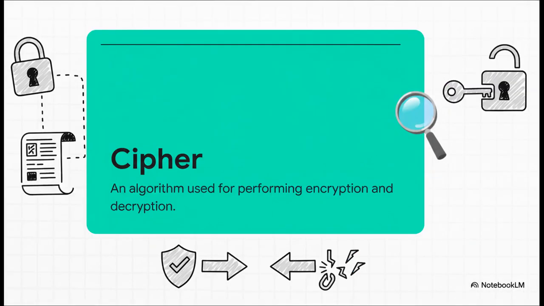But how does that scrambling actually happen? What's the secret sauce? Well, that's where the cipher comes in. A cipher is basically the algorithm, the specific set of rules. You can even think of it as the mathematical recipe that does the scrambling and unscrambling. So if encryption is the safe, the cipher, that's the unique, complex design of the lock on that safe.